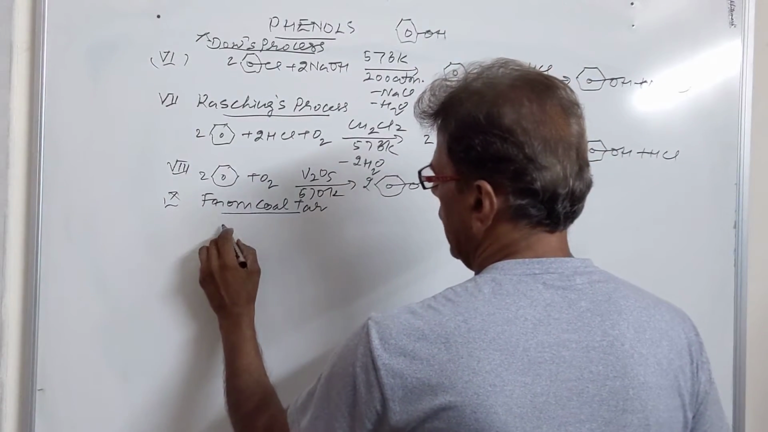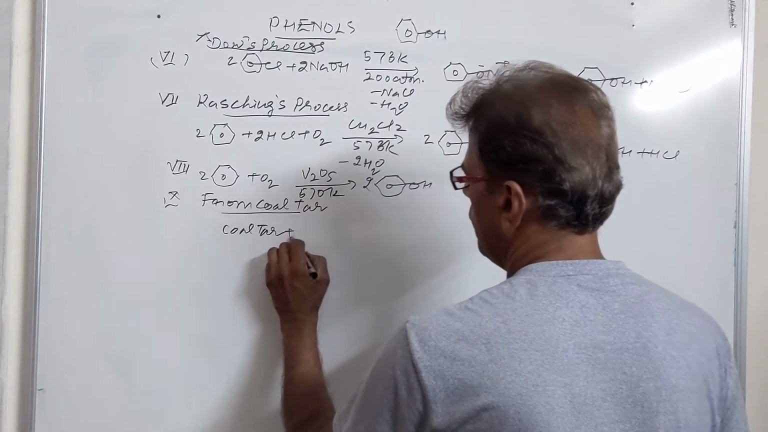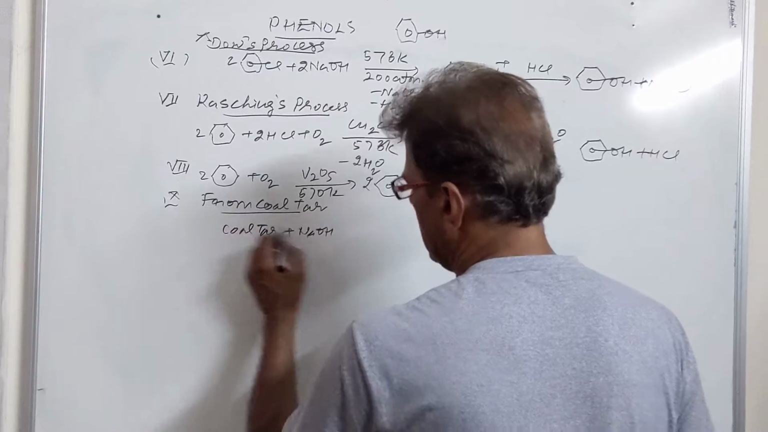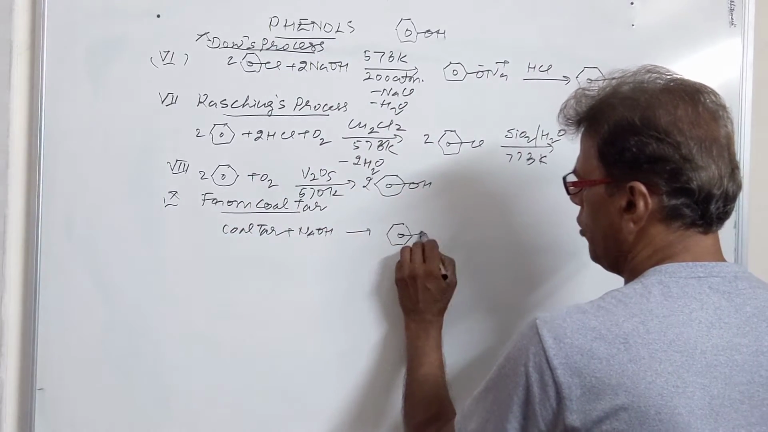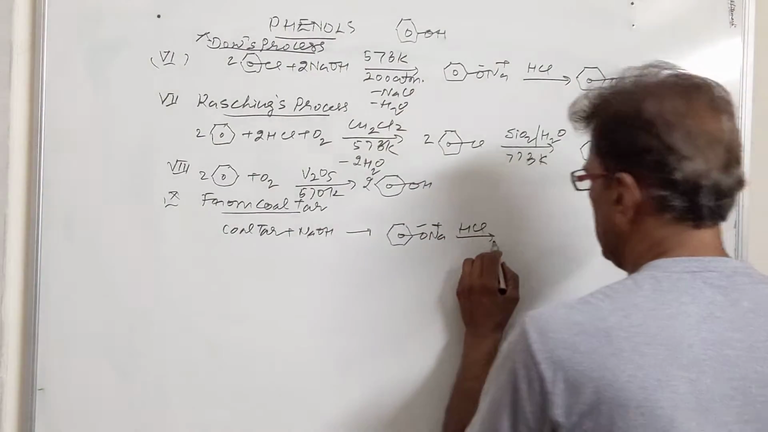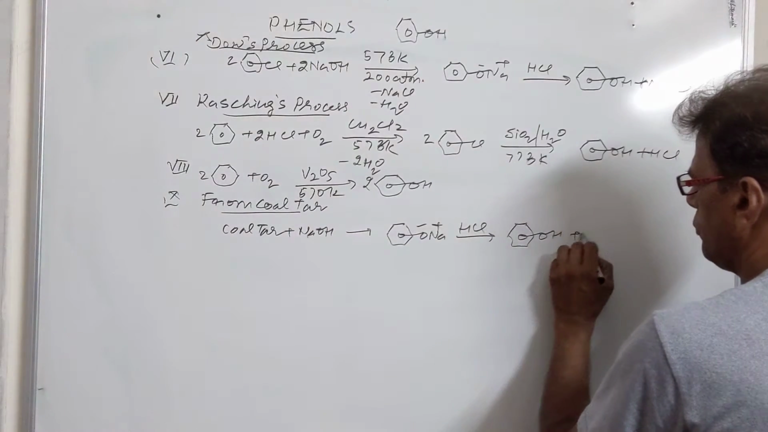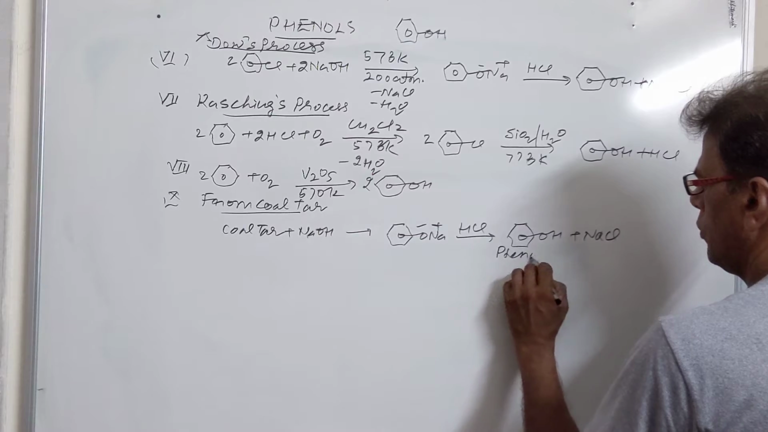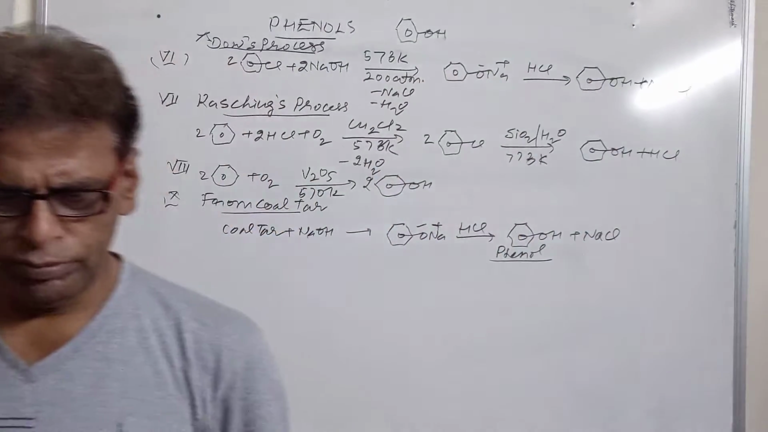Coal tar, when treated with sodium hydroxide, reacts with the phenol which is present in the coal tar and it will produce sodium phenoxide. Sodium phenoxide on treatment with HCl will give you phenol plus NaCl. So these are the methods of how to get phenol.